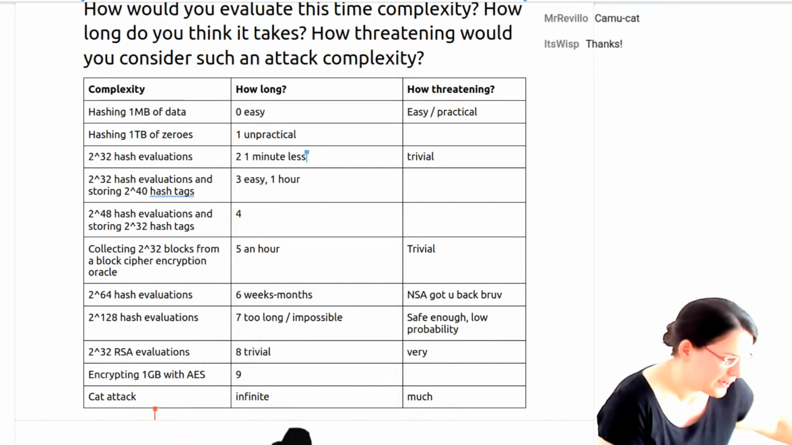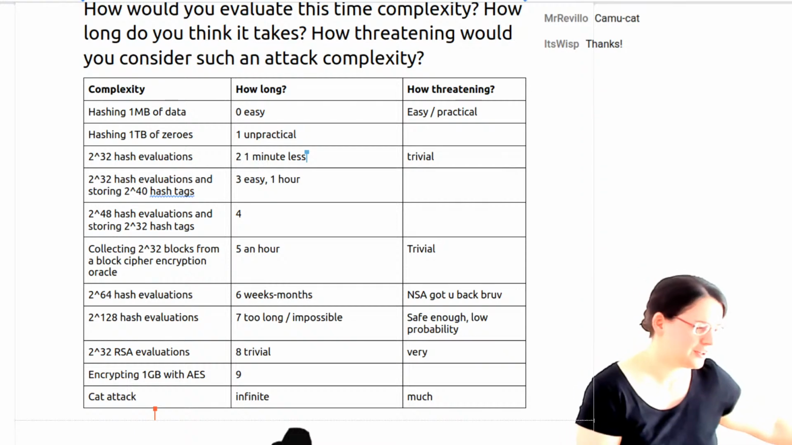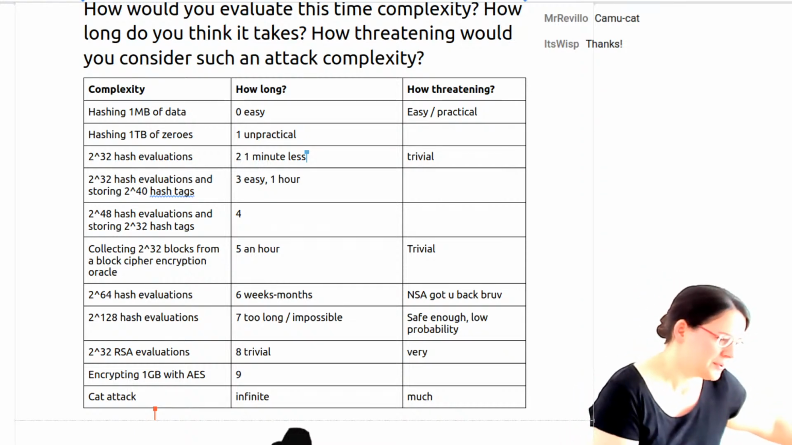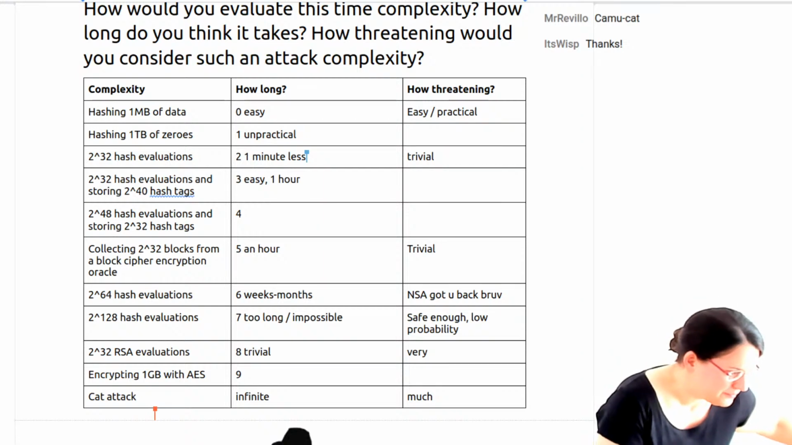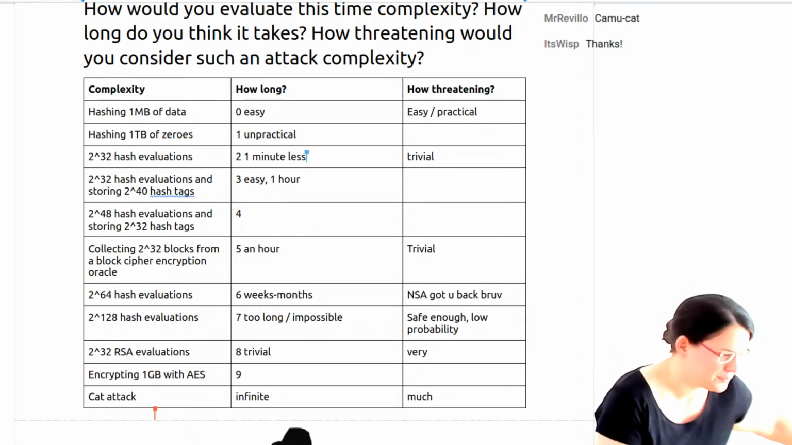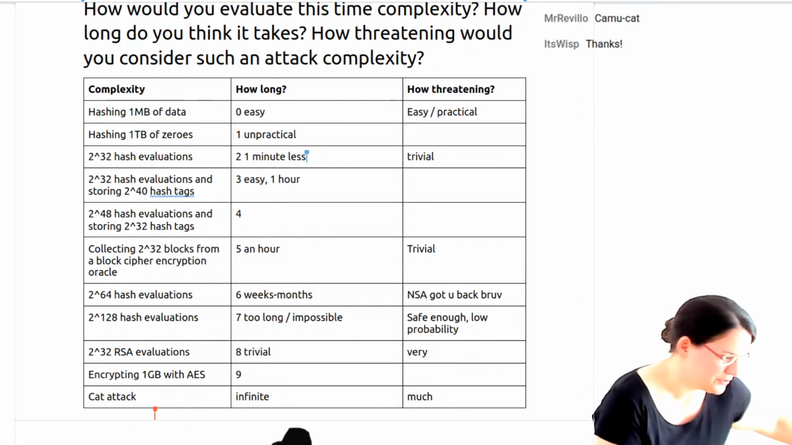2 to the 64 hash evaluations, weeks to months. I think that's a good estimate. Unless you're the Bitcoin network, then you do it in 1 second because there are just so many resources burning for you. 2 to the 128 hash evaluations, too long, impossible. Yes, absolutely. 2 to the 32 hash evaluations, trivial.